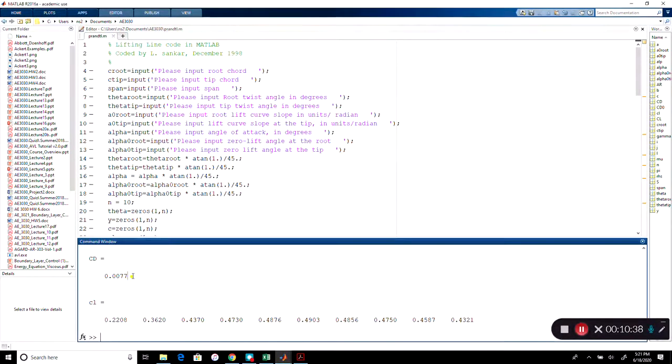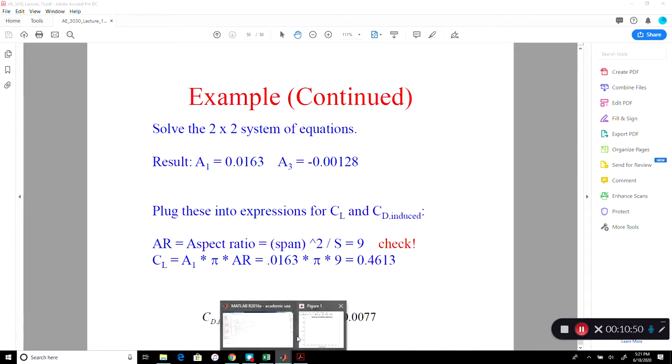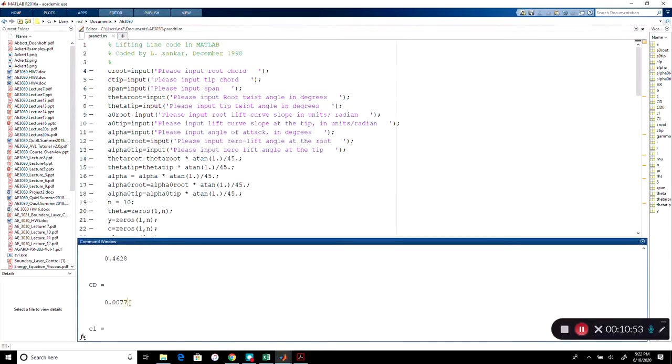Now you look at the CL and CD. This is CL, 0.4628, 0.4613. CD is 0.0077. In our MATLAB code, 0.0077. And this is my spanwise distribution. If you print the A array, you get 10 numbers. Notice that only the first number is dominant. Then all the other numbers are very, very small. So typically, two or three terms is enough. If you have more terms, they don't necessarily add a lot of accuracy. But let the computer do it. So I let 10 terms.